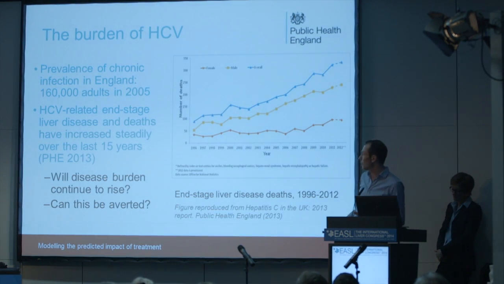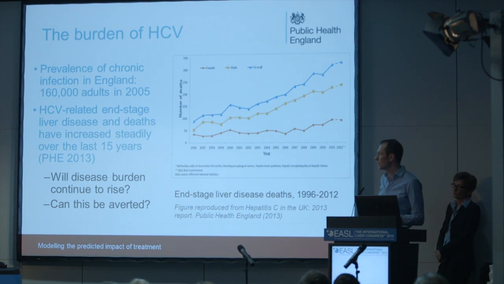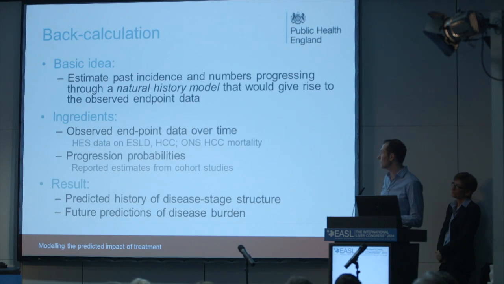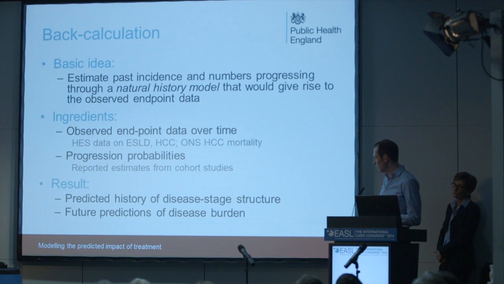So just a very quick background. We know there's around 160,000 chronic infections in England, and all markers of hepatitis C-related morbidity have been on the increase. And it looks like if nothing's done, then that's going to continue to rise. But the question is whether this can be averted by treatment. So we've got something called a back calculation model. This is the basic idea.